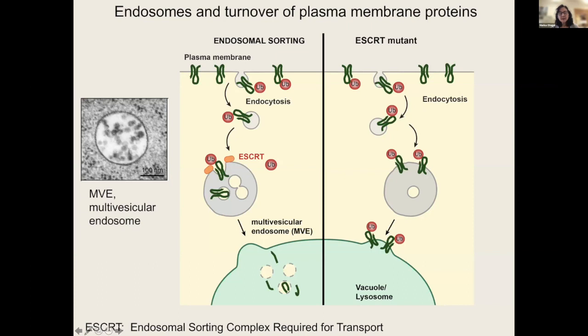So the organelles are quite small, as you can see in this TEM image. They are around 250 nanometers in plants, and the vesicles inside are around 40 nanometers. So we need to use transmission electron microscopy to see them.